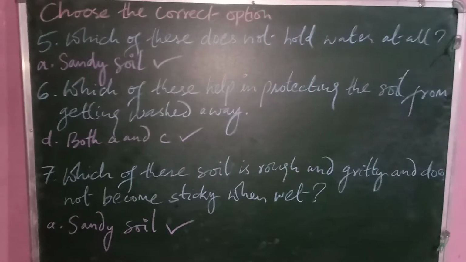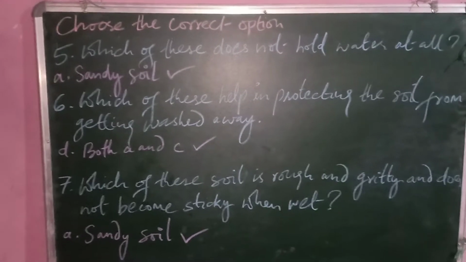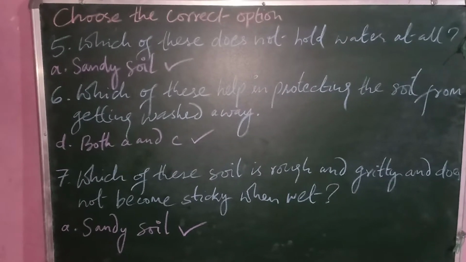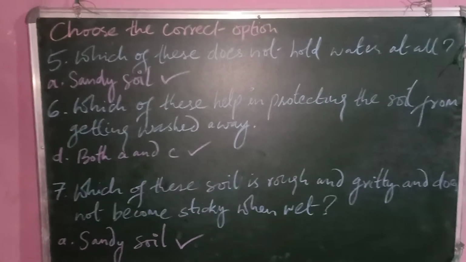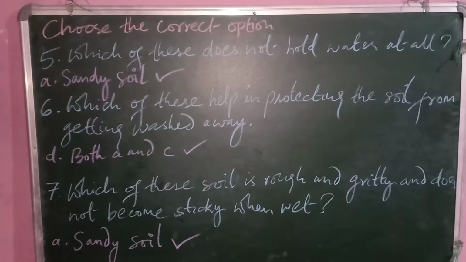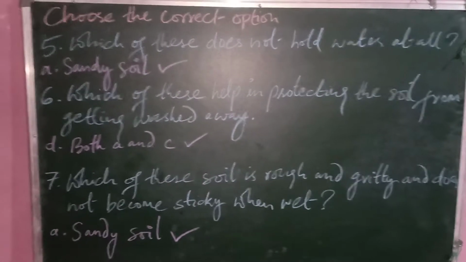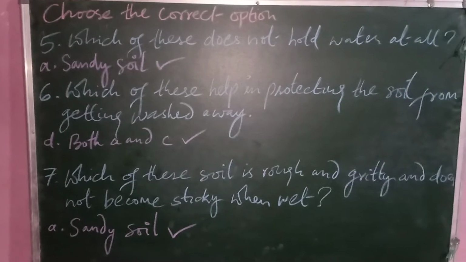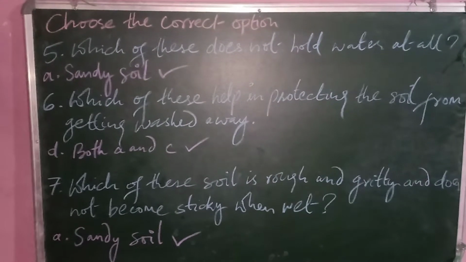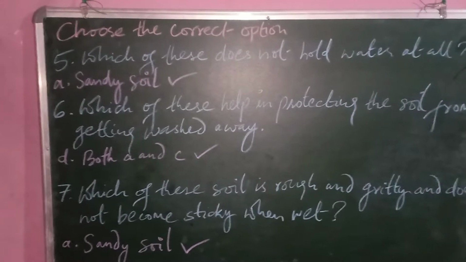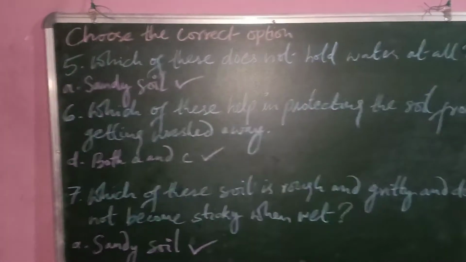Which of these help in protecting the soil from getting washed away? So your options are planting more trees and bushes, avoiding planting of trees, construction of dams to check the flow of river, and option D, both A and C. Okay, so the correct option is option D, both A and C. By constructing dams and planting more trees and bushes will help in protecting the soil from getting washed away.